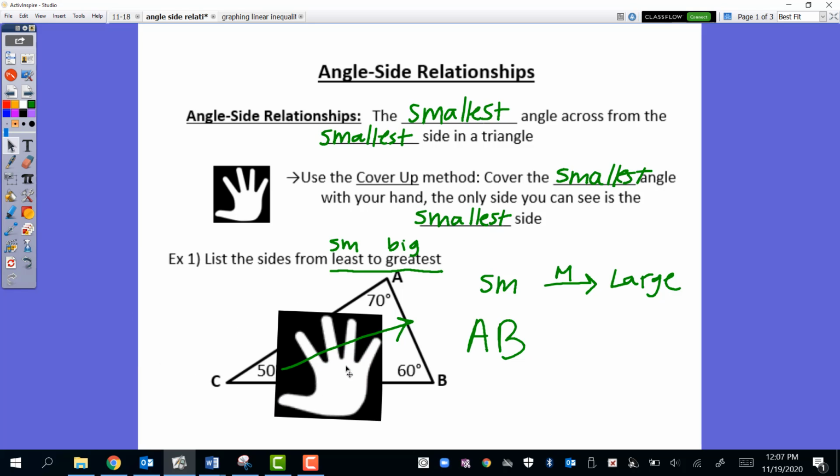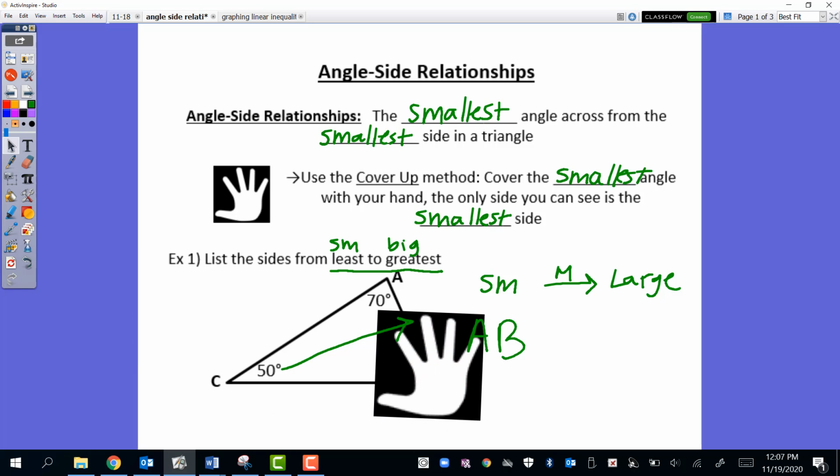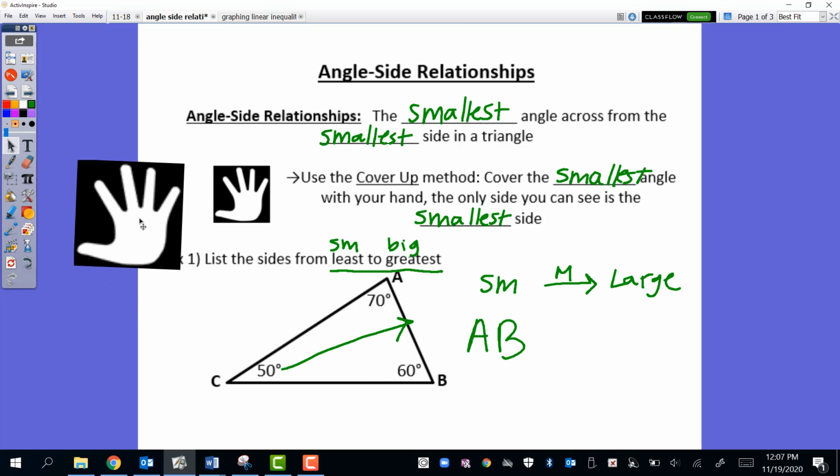So I'm going to use this hand. I'm going to cover up the 60. What side do I see left? It's AC. So I'm going to draw a little line across from that to this side. It's AC. I put AC. Great.